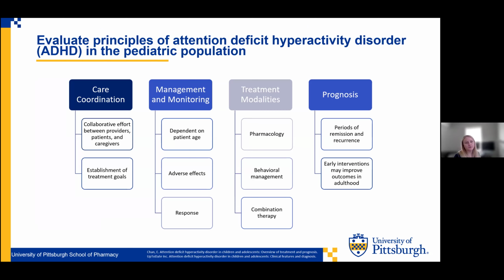Treatment modalities range from pharmacology and behavioral management, which may include maintaining schedules, setting goals, rewarding positive behavior, limiting choices, using calm discipline, and also combination therapy with both playing a role, especially while we're trying certain medications and we may not yet be at an optimal dose or response. And the prognosis of ADHD in the pediatric population has periods of remission and recurrence, but with early interventions, especially with care coordination and those established goals, outcomes may be improved for adulthood. And just to note, hyperactivity and impulsivity usually peak around the ages of 7 to 8 and then begin to decline, but impulsivity may remain and persist throughout life.